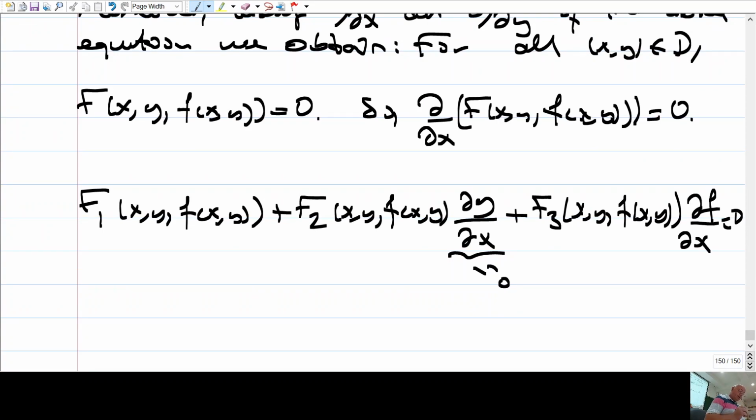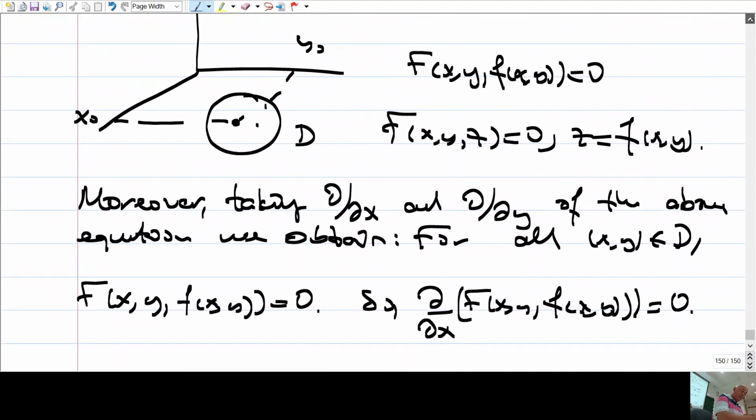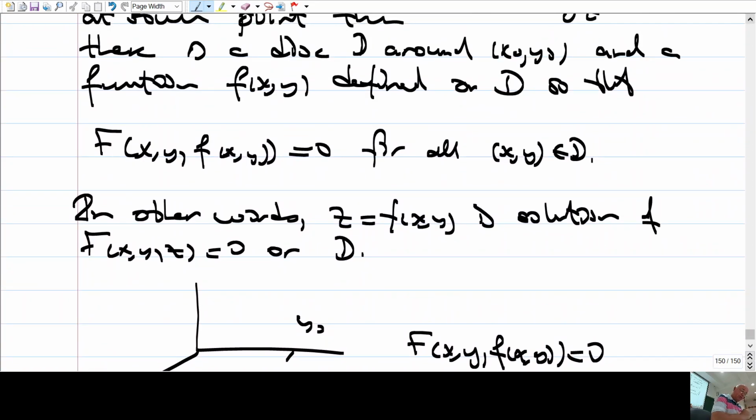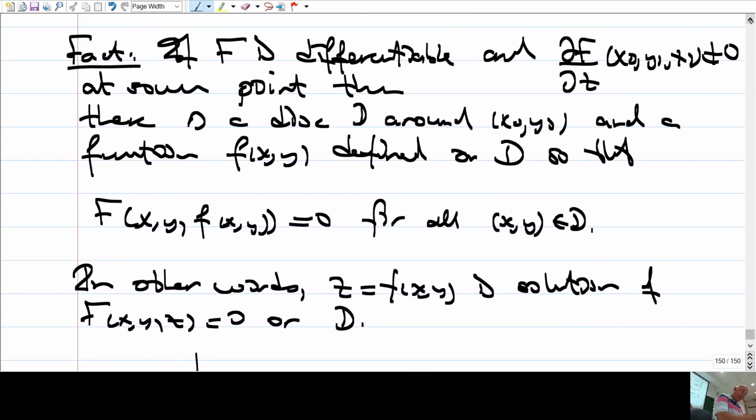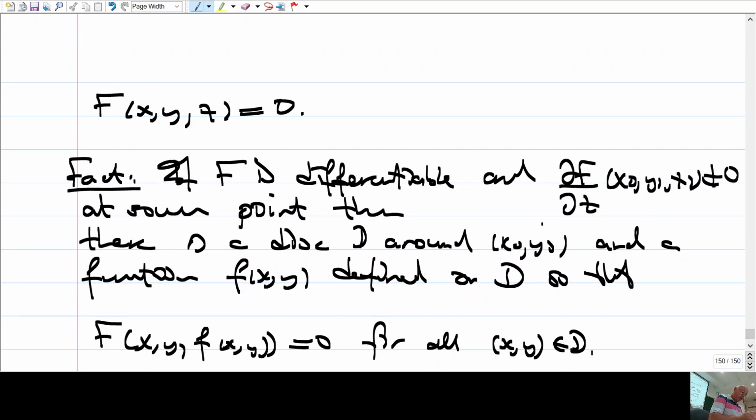From this we see what? By assumption we assume that the derivative of F with respect to z is not zero. We assume that this is not zero. It means the derivative of F with respect to the third variable is not zero.